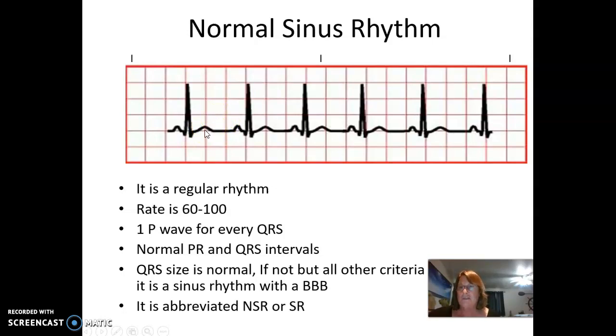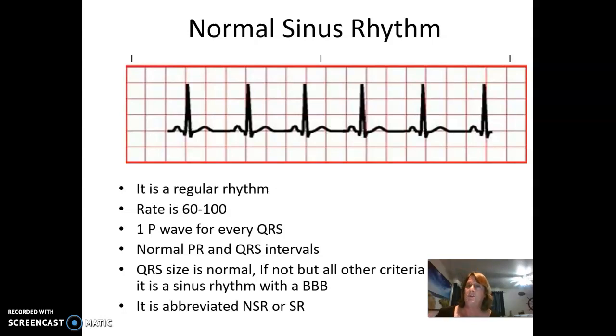So if everything is normal, I've got a regular rhythm, I have a rate between 60 to 100, I have one P wave for each and every QRS, and all my interval measurements are normal. I have no weird beats looking at it. It is a normal sinus rhythm. So I can abbreviate it NSR, or you'll also just see it abbreviated SR, sinus rhythm.